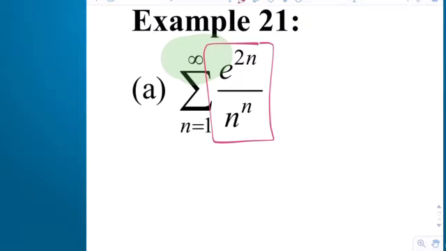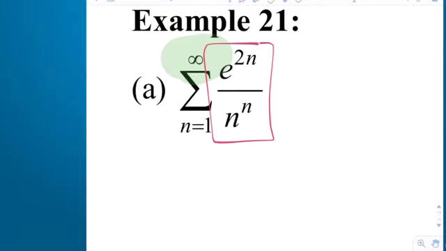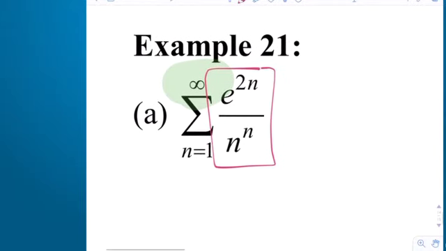We can't write it as a geometric. I can write that as e squared over n all to the nth power, right? That would be the same because they're both powers of n. I can pull the power of n, but e squared over n is not going to be geometric because n is still a variable. So it doesn't quite work. But we could use the root test. Let's try the root test.